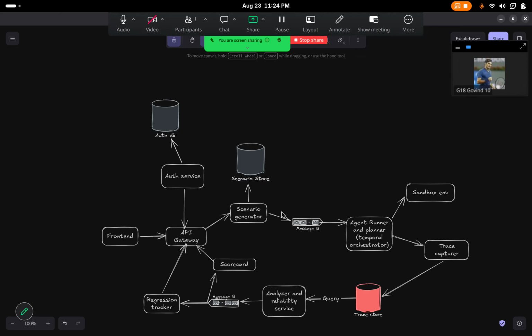Autonomous agents should not only be tested for whether they can succeed, they should continuously be tested for how they fail. That's what Relib is built to do.